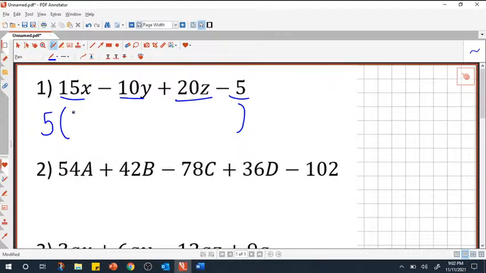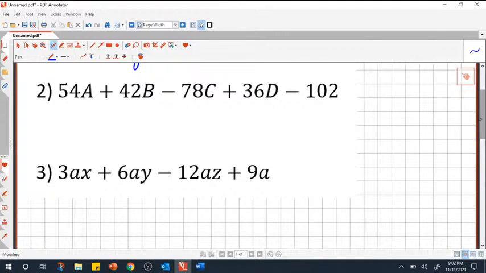Like 5 times something is 15x. That's got to be 3x. 5 times something is a negative 10y, so that's a minus 2y. 5 times something is a plus 20z, so that's got to be a plus 4z. And 5 times something is negative 5, so that's got to be a minus 1. That's how we do that. We do the distributive property in reverse like that, okay?